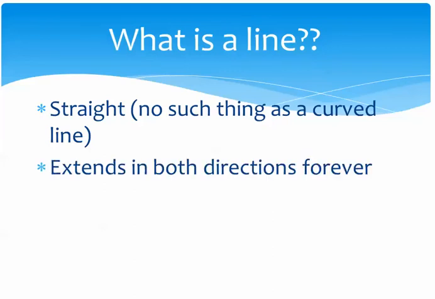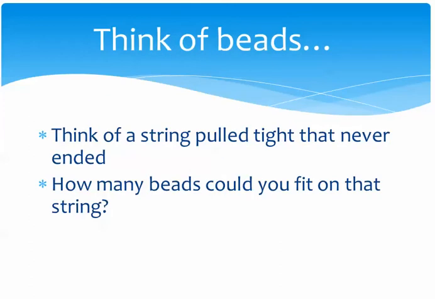It's not a line. You might have written down that it extends in both directions forever, which is why we put arrows on both ends of our line. And what you may or may not have known is that it really is made up of points. Well, what do you mean? I want you to think of beads. If I took a string and pulled it really tight, and theoretically that string could go on forever in both directions, and now I take a whole bunch of little beads, how many beads could I string on that string? How many beads could fit? Well, if the string goes on forever, I can fit an infinite number of beads on that string, right?